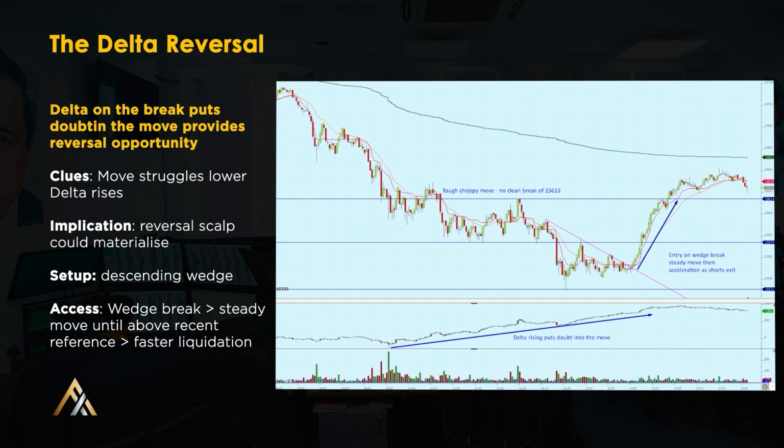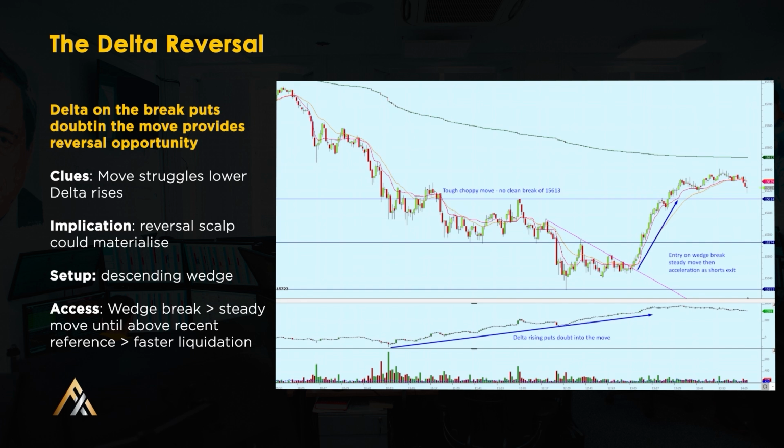As you play the break then, what you're looking for is two parts. You have the initial slow, steady scalp back up, and that's the move back towards the recent low, a recent reference point. Once you're through there though, everybody who has been selling progressively lower is trapped. They get out, but they get out quicker because they're panicking as they're offside. This creates a much quicker liquidation type move.